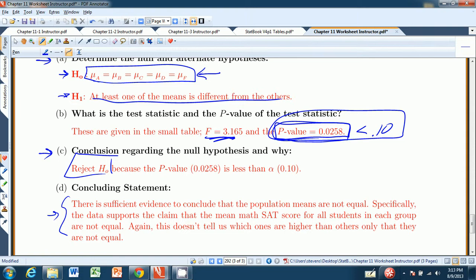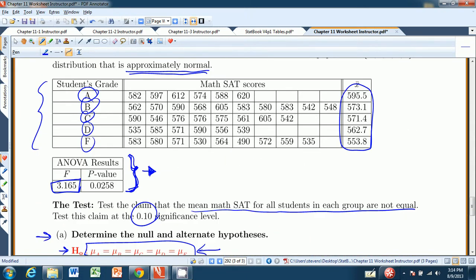Specifically with regards to grades in the stats class and SAT scores, we say the data supports the claim that the mean math SAT score for all students in each group are not equal. And again, the problem here is that this test doesn't tell us which ones are higher. When you go back, you can sort of speculate that the students with the higher grade in stats did get a higher SAT score, but this test doesn't necessarily demonstrate that. It just says these means are not all the same.